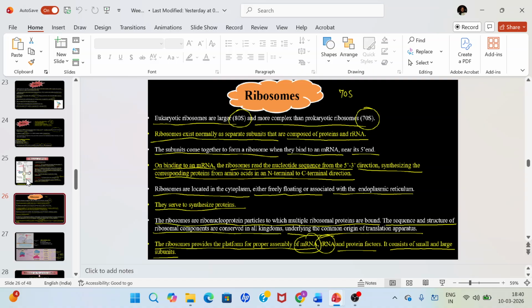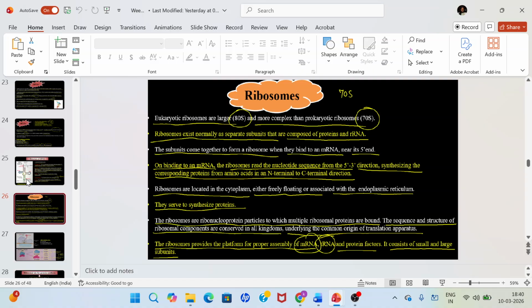This is the thing that you should keep in mind: when replication was happening, it was also in this direction, 5' to 3'. The transcription was also in this direction, 5' to 3', and the translation also goes in this direction only, 5' to 3', synthesizing the corresponding proteins from amino acids in an N terminal to C terminal direction.